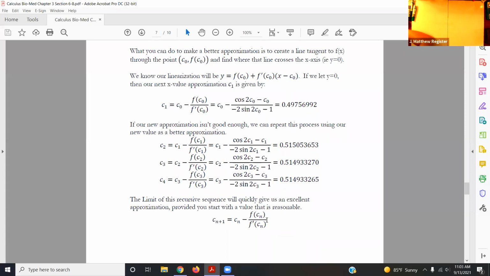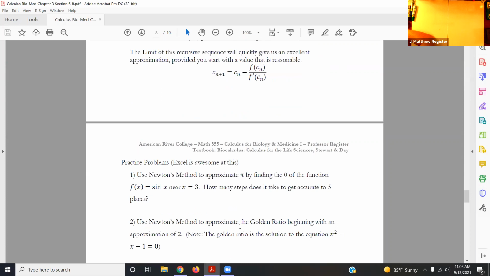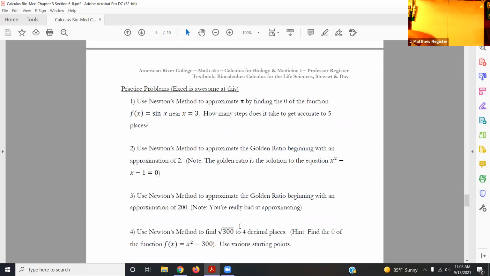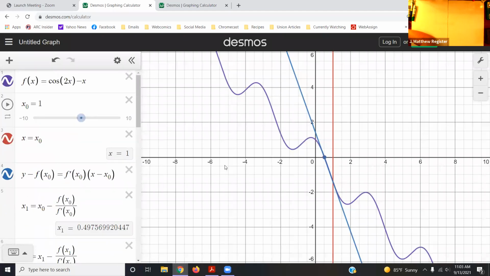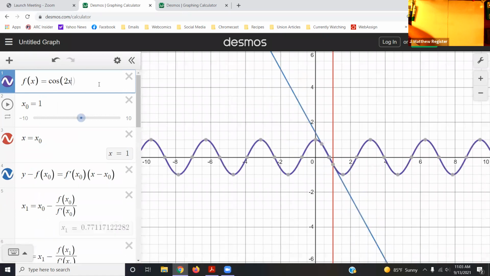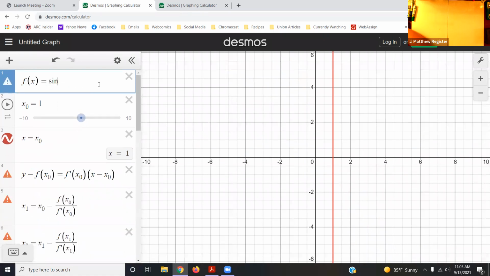And we can do this no matter what function we have. And that's what Newton's method is all about. And so let's take a look. I have some practice problems down here. They're not nearly as interesting as one might hope. And so let's just play with this app that I quickly created. If we had sine of x, for example.